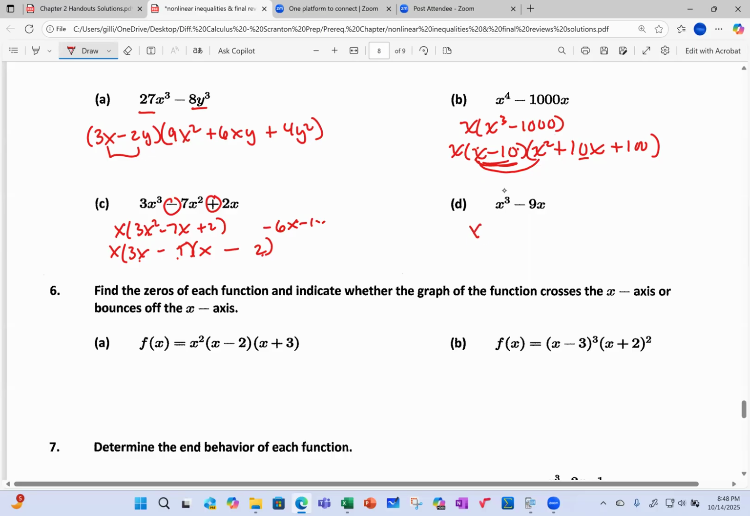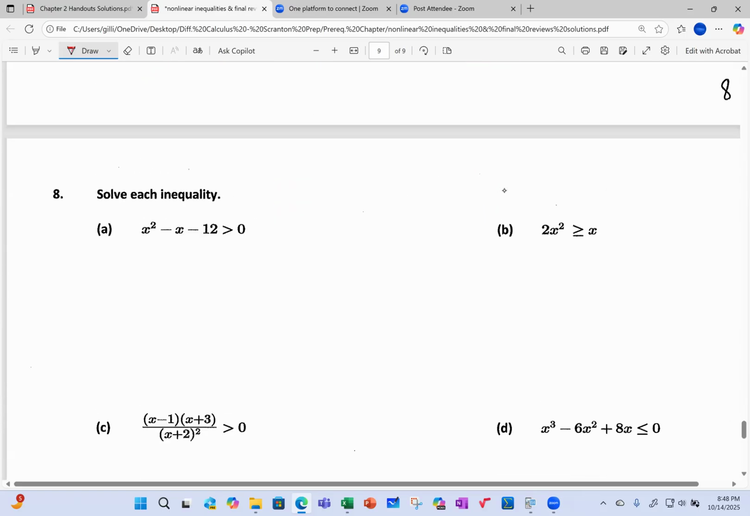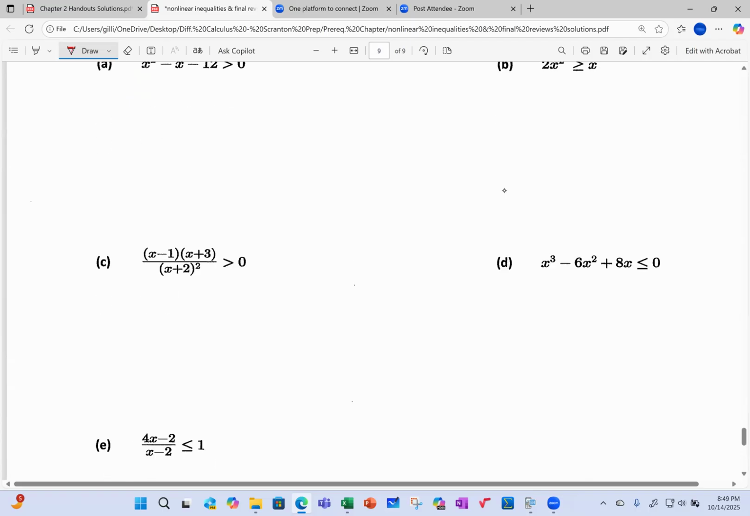Then in part D, just take out an x, and that further factors into x minus 3 and x plus 3, because that's a difference of two squares. I just want to see how much is left.